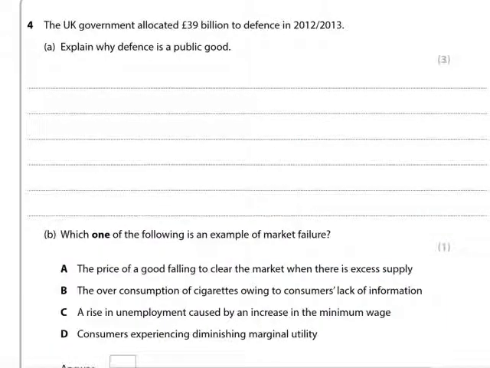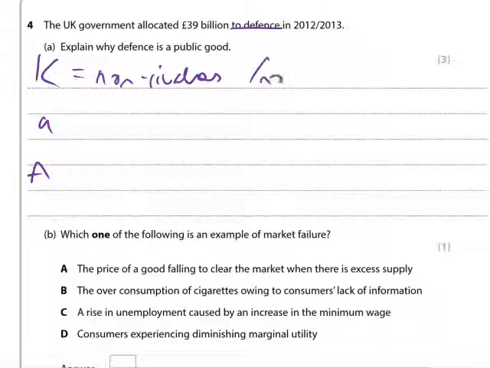Okay, the next multiple choice question. The UK government allocated 39 billion to defence in 2012-13. Explain why defence is a public good. Again, we're looking for our KAA marks. Our application is going to be to defence. So public good is a good which is non-rivalrous and non-excludable.